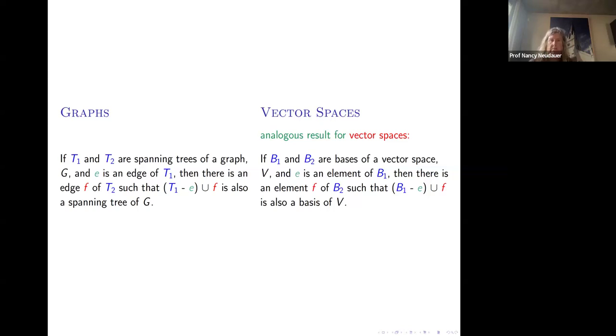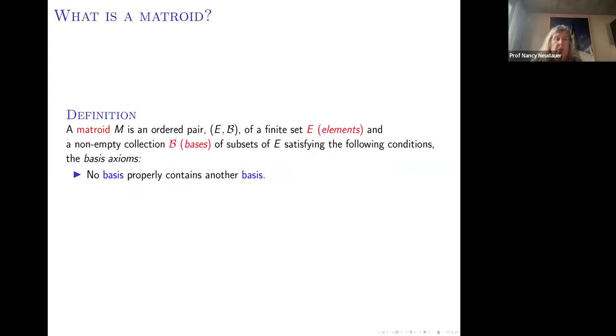And so we can say, oh, well, what else does this? What other mathematical objects do this? Or can I just generalize this? And this is exactly what a matroid is. So a matroid is an ordered pair. You have some set of elements, we call this set E, and some set of bases, whatever the bases are. The bases are subsets of E, and then we have 2 conditions.